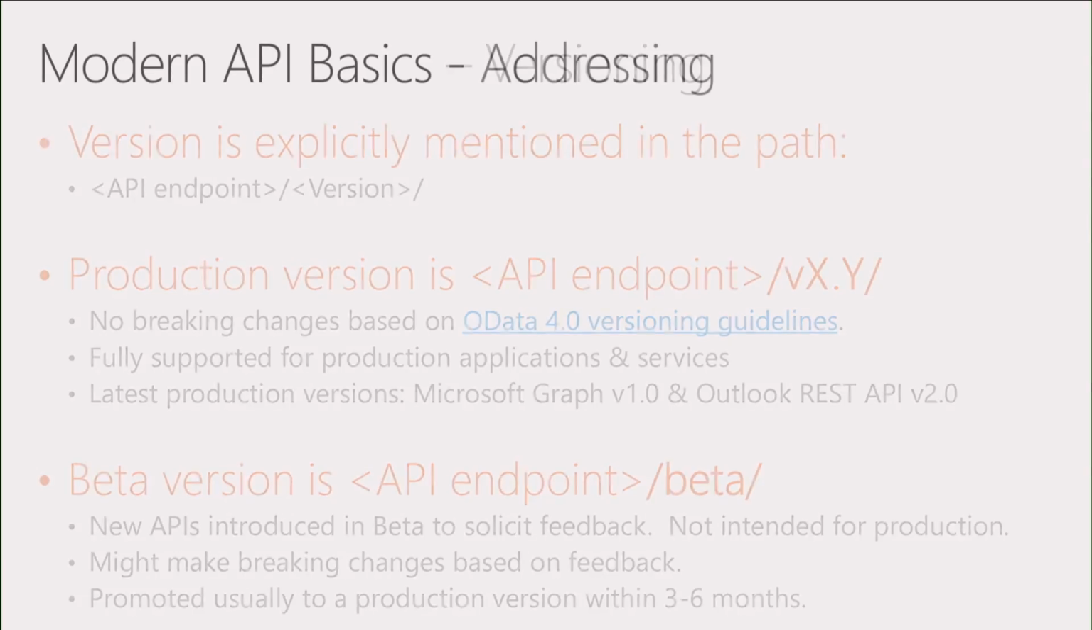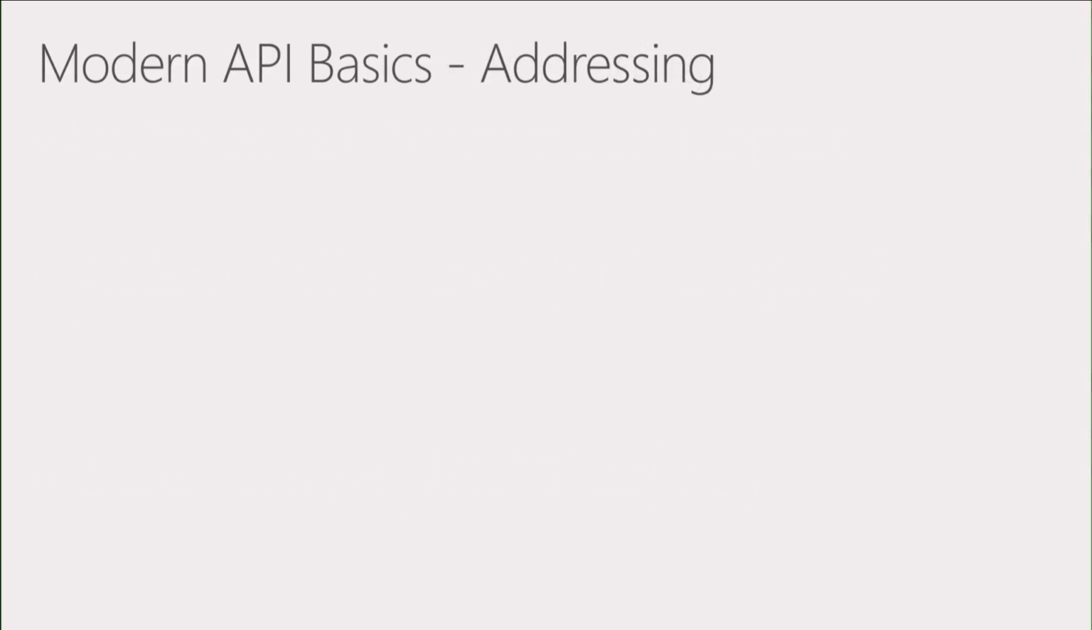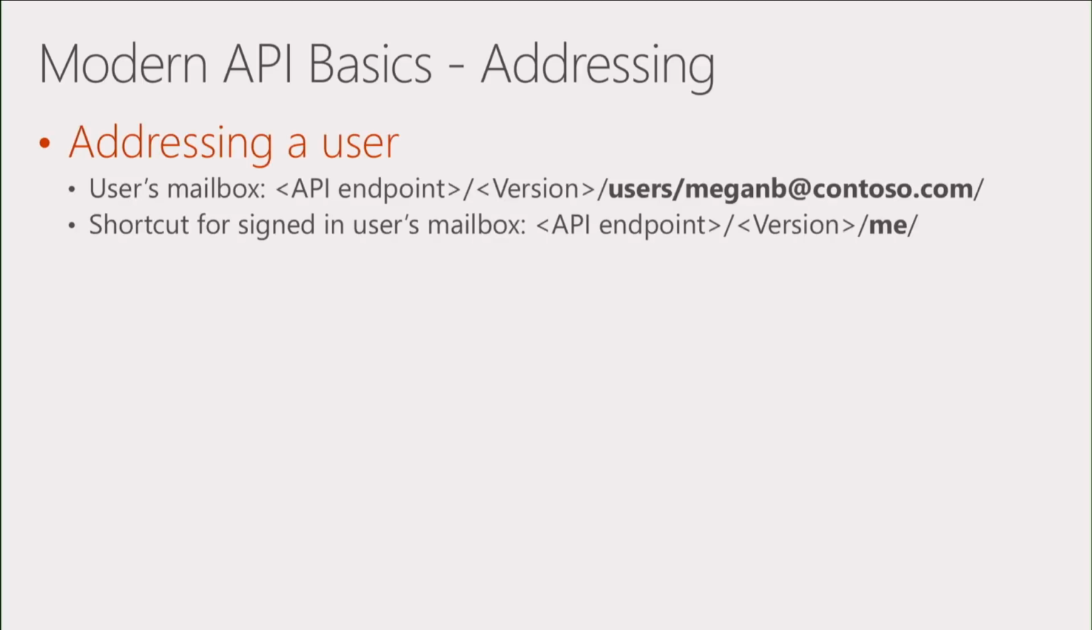So I've talked about the endpoint, I've talked about version. Now you need to get to the mailbox, the users, or maybe a group mailbox. So how do you do that? You put API/version, users, and you can put their email address, or you can put the ID issued by Azure Active Directory.